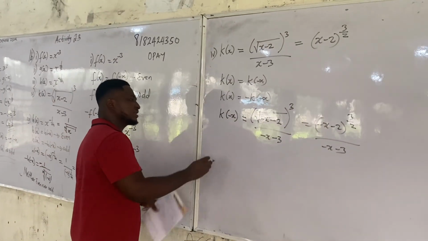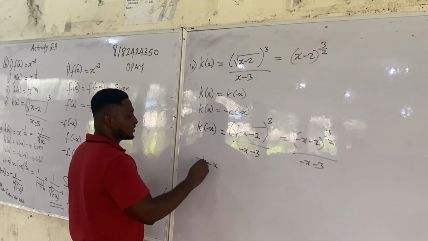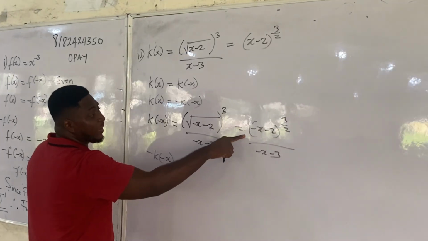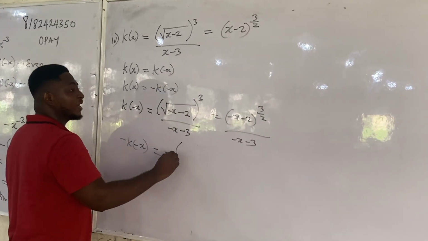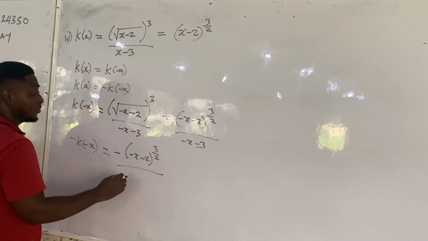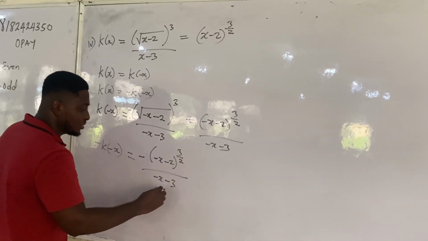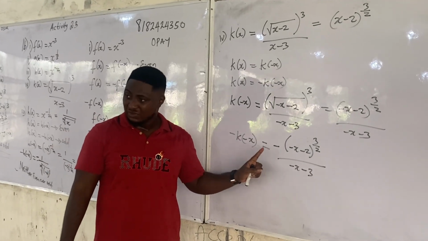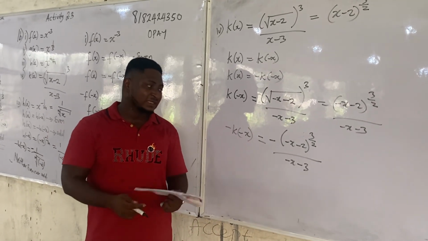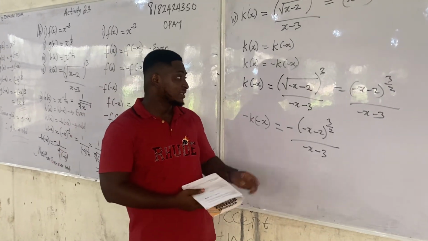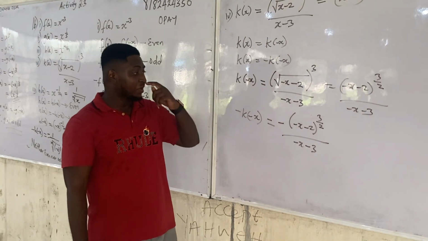Now let's find minus k of minus x. Since this is k of minus x, just attach a minus to whatever we have here. This is now minus into bracket, minus x minus 2 raised to power 3 over minus x minus 3. You do not have to repeat the minus twice. One minus is enough. Class, as it stands now, it's still not the same with k of x.